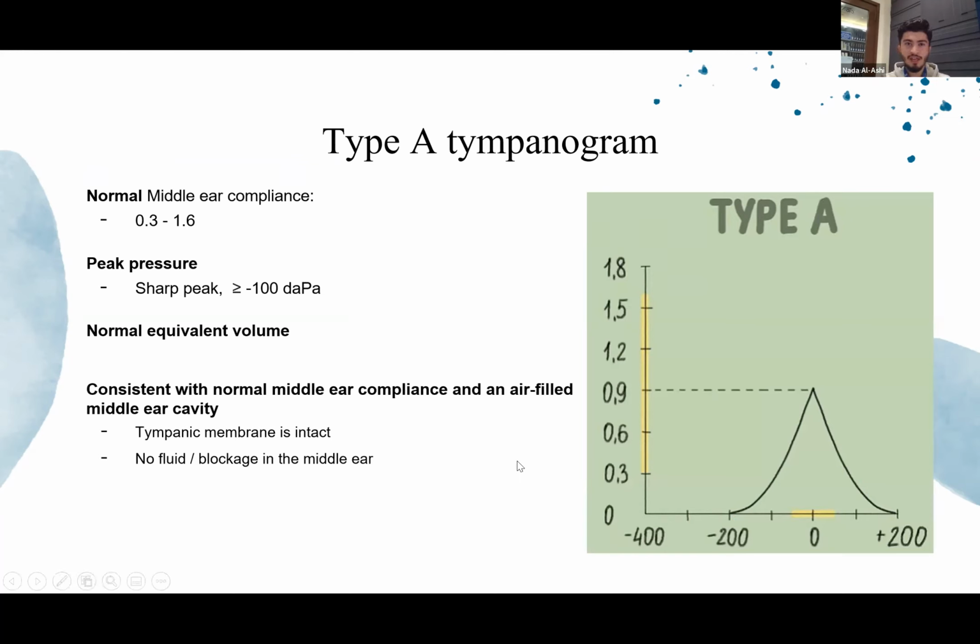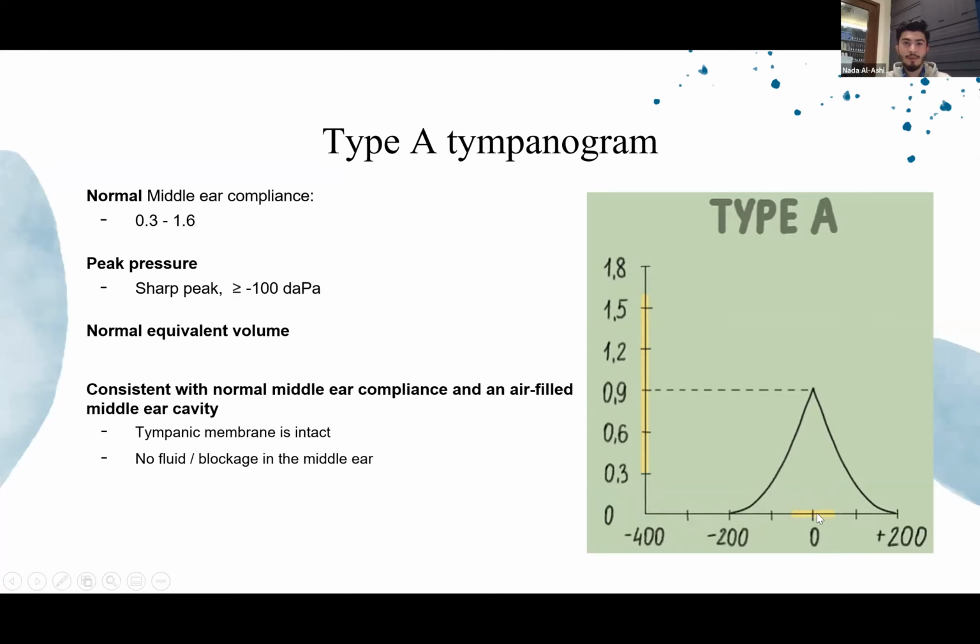So first of all, a type A tympanogram. This is where our middle ear compliance is anywhere between 0.3 to 1.6. So 0.3 to 1.6 here on the graph. Our peak pressure, we have a sharp peak as shown on the graph here, and it is greater or equal to -100 daPa. So over here.